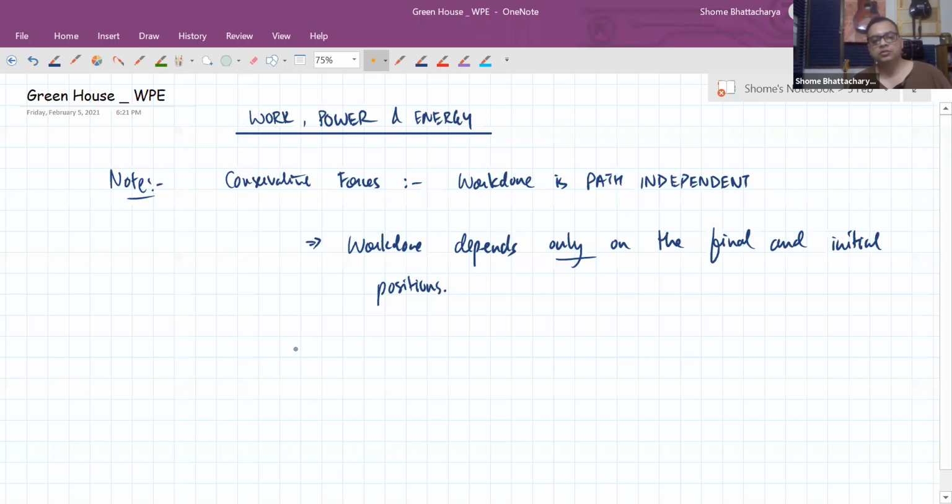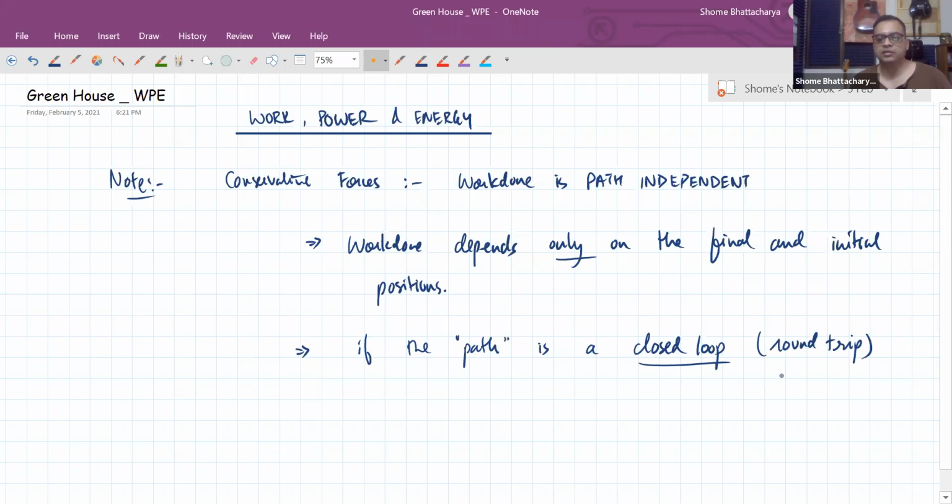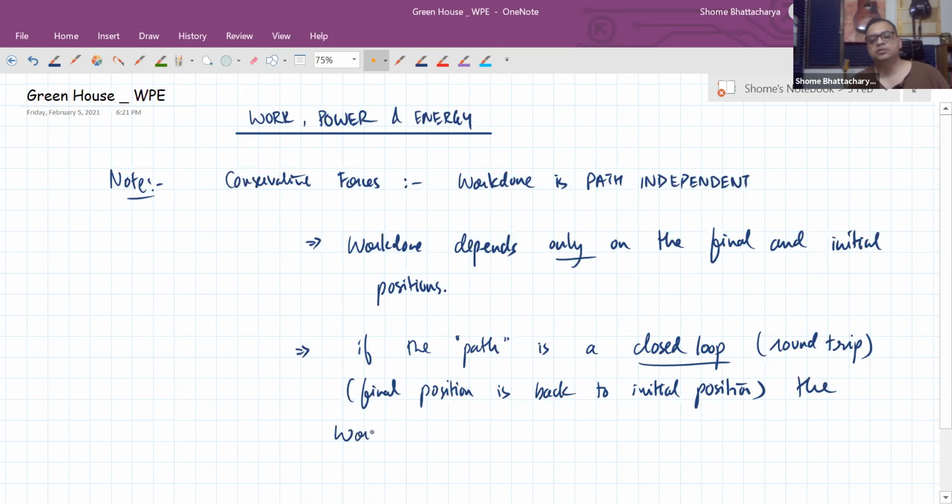Okay, so therefore this also implies another very important thing, that if the path is a closed loop, or what in physics is also called a round trip. So round trip doesn't exactly mean that the shape of the path has to be a perfect round circle, but it means that it's a closed loop, which means that the final position is back to the initial position. So if the path is a closed loop, the work done by a conservative force must be zero.